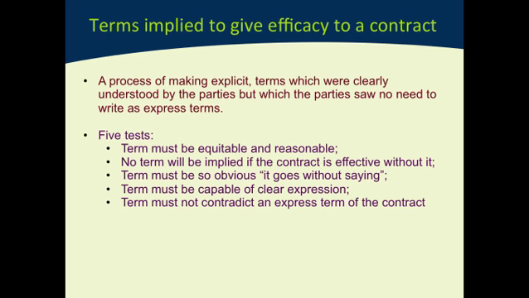If you're opposing or seeking to resist the implied term, then you can defeat it on this basis by showing that even though it might be perfectly equitable and reasonable, it's not so obvious that it goes without saying. If, for instance, there are two or three other plausible alternatives, then you can say, well, look, it's no longer so obvious that it goes without saying, it's just one of several reasonable alternatives. That argument is likely to be compelling before the court.